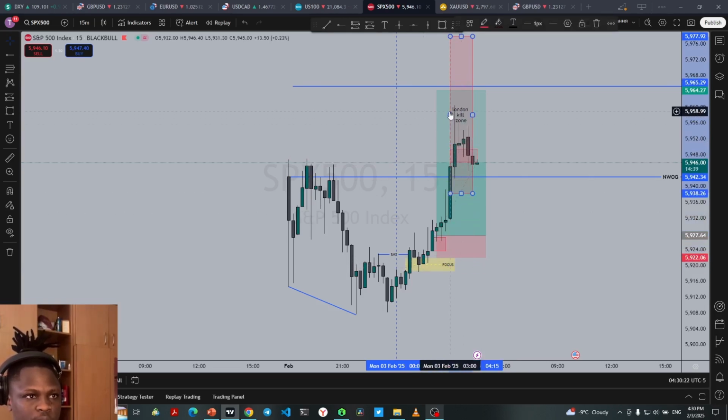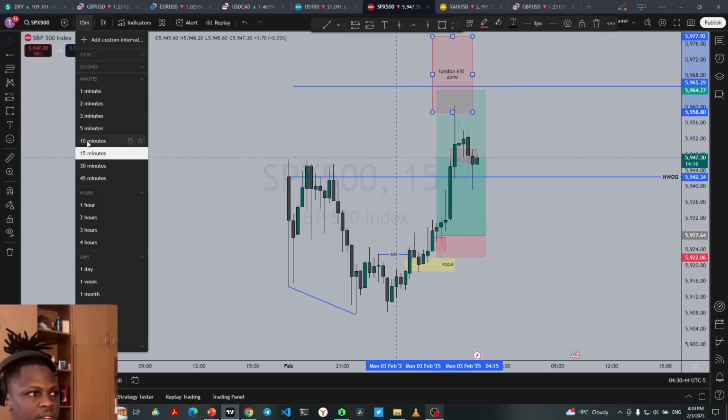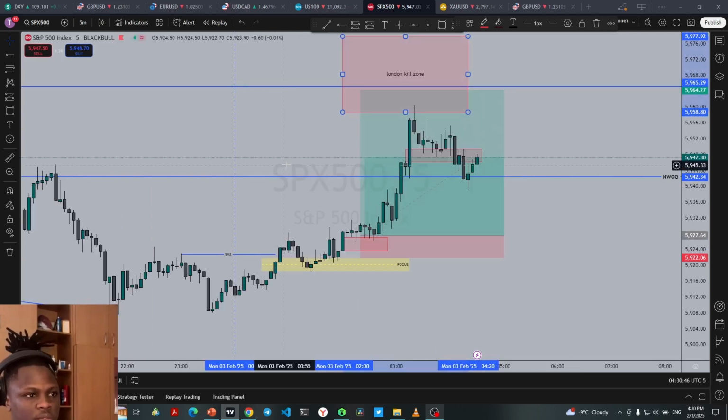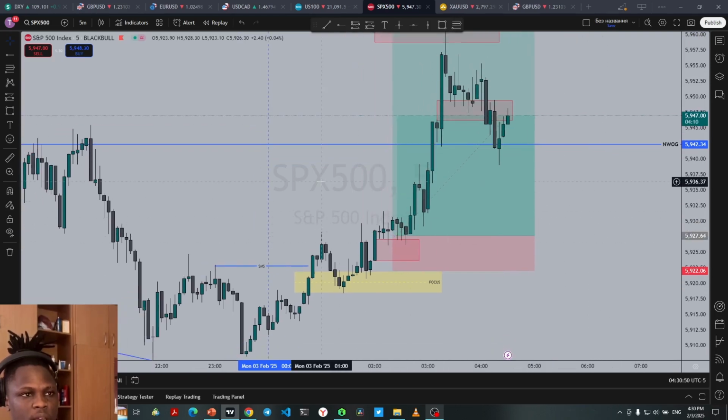So let me put the 3 2 12. So this was the London kill zone time. If you know ICT, the London kill zone is from 2 to 5. That's where you can place the most profitable trades. That's where there's more volatility. So just after 2, I went to the 5-minute time frame. I saw this fair value gap.